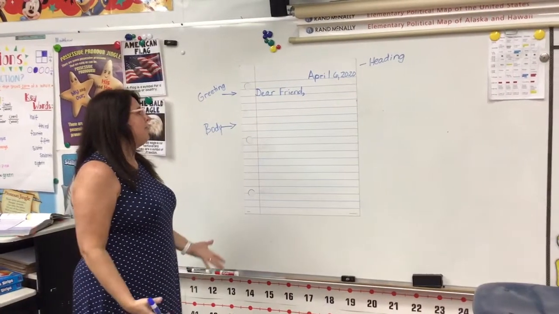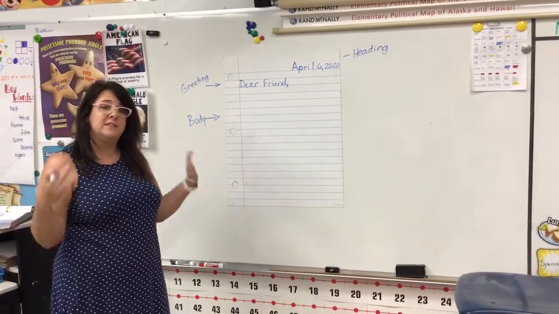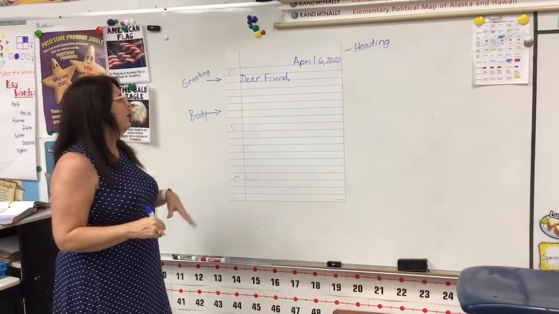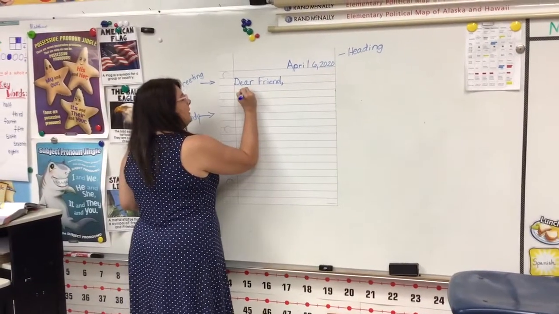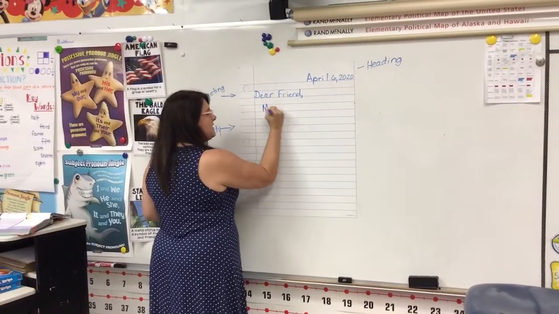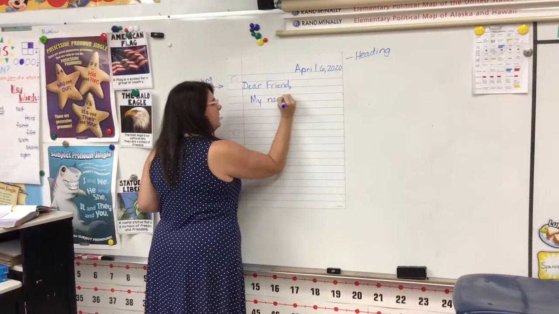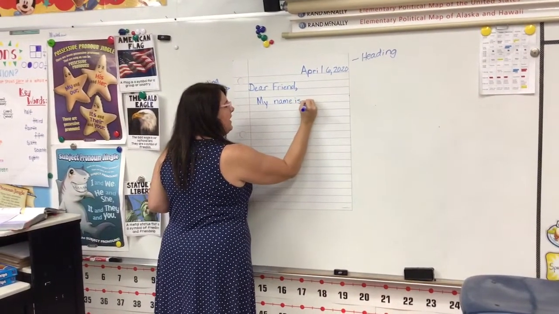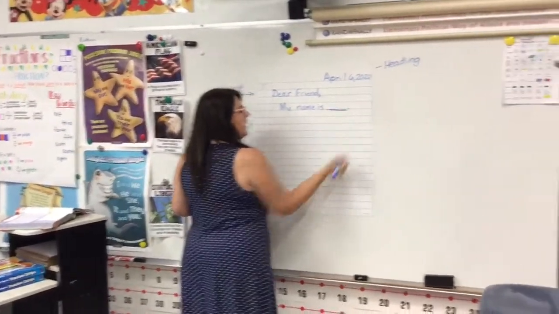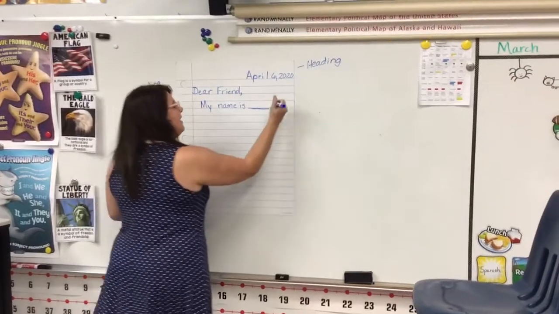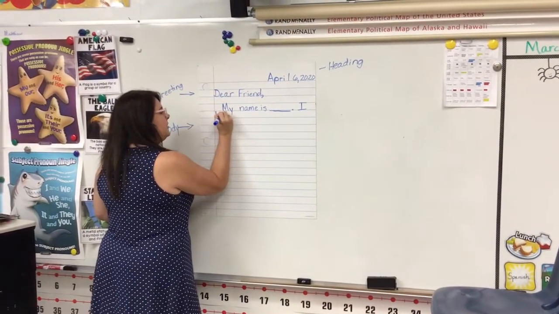So, for example, if I was writing to someone in a nursing home that couldn't be with their family right now because they're isolated, set apart, I might start by saying, dear friend, my name is, and don't give your last name, just put your first name. My name is, and you can fill that in right here. And you could say something like, I hope you are doing well.